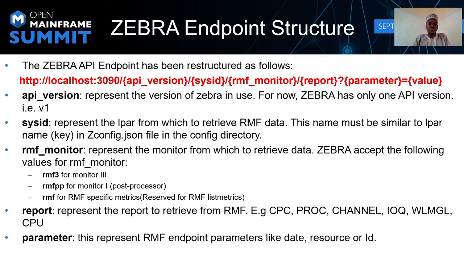We have the Zebra endpoint structure. So we have also structured our endpoints to this format. First, you will need to enter the IP and port of the running Zebra instance. Then you will specify the API version you want to use, and then the system ID. This system ID represents the helper name you have stored in your zconfig file. And then you select the SMF monitor you would like to retrieve a report from. And then finally, you specify the report name. For reports that have extra parameters, you can add the parameter and its value to the request.